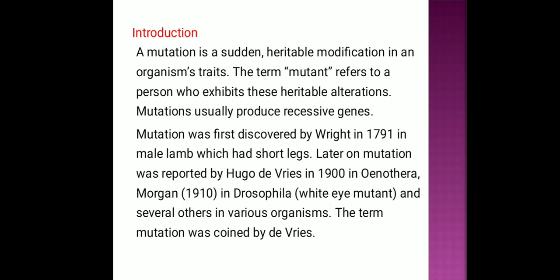Mutation was first discovered by Wright in the year 1791 in a male lamb, which had short legs. Later, mutations were reported by Hugo de Vries in the year 1900, by Morgan in Drosophila, and by several others in various organisms. The term mutation was coined by De Vries. Stefanowski stated that mutation is a mistake or misprint in cell divisions.